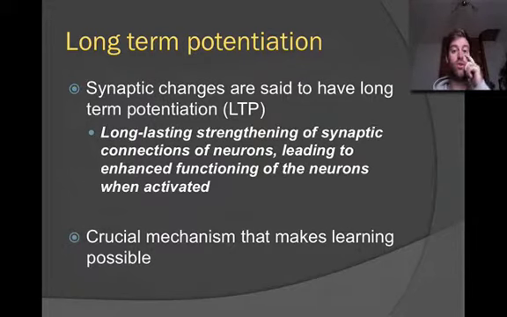And that's due to a process called long-term potentiation. We talked about this in memory, okay? And this is where the synaptic changes are said to have long-term potentiation, long-lasting strengthening of synaptic connections of neurons, leading to enhanced function of the neurons when activated. Basically, it turns your neuronal pathways into superhighways. Okay, it's called long-term potentiation. They connect together, they increase axons and dendrites, they increase neurotransmitters, and they basically allow the information to run from your brain to your thumb super quick. Okay, this idea of long-term potentiation is crucial to learning.